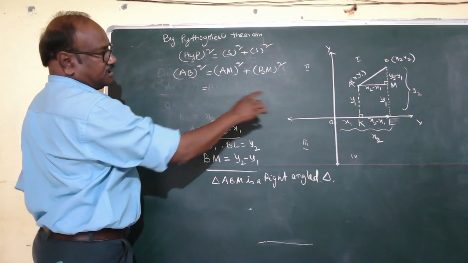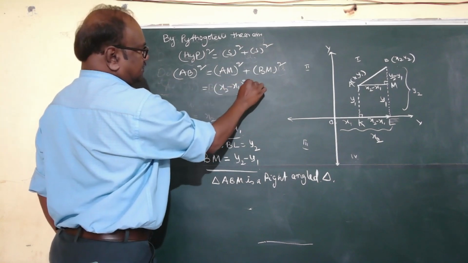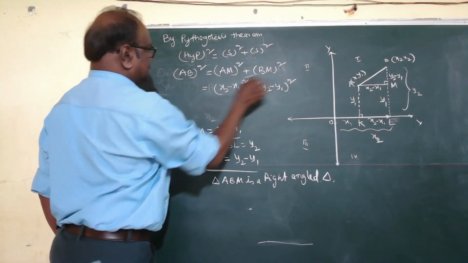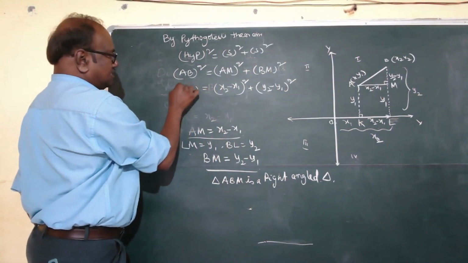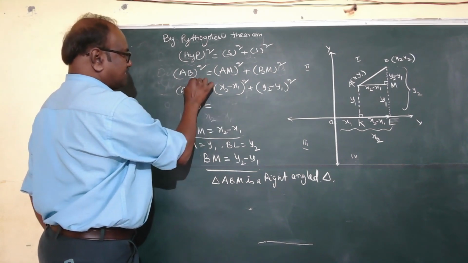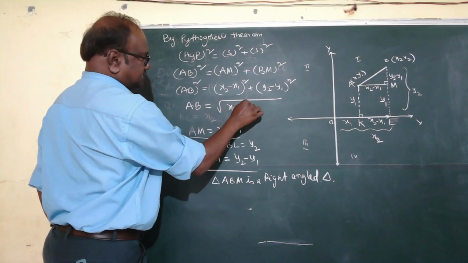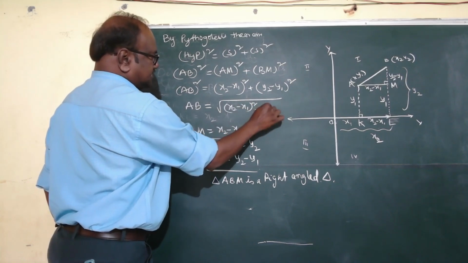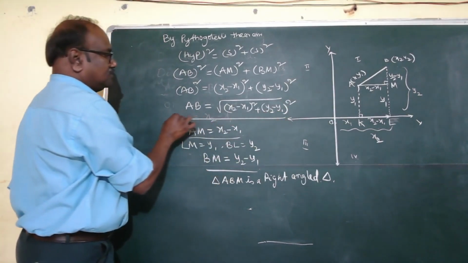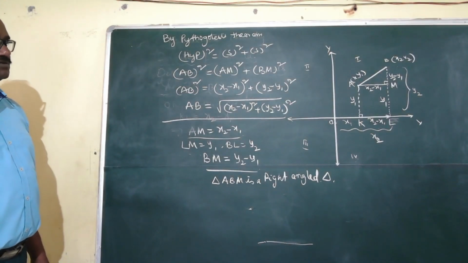We know that the AM value is x2 minus x1, whole square, plus BM, which is y2 minus y1, whole square, is AB whole square. So the distance between the 2 points A and B is equal to the square root of (x2 minus x1) whole square plus (y2 minus y1) whole square. This is the derivation of the distance between 2 points A (x1, y1) and B (x2, y2).